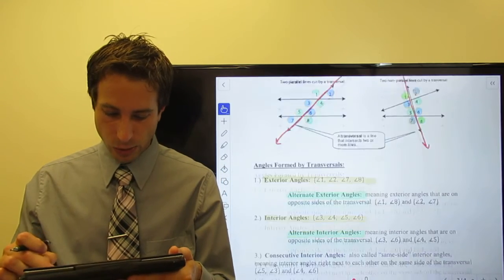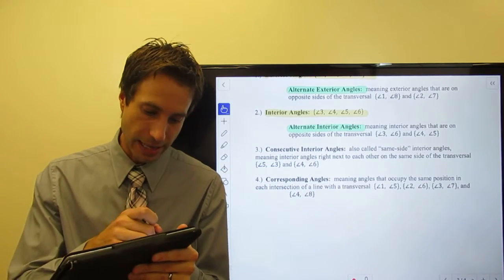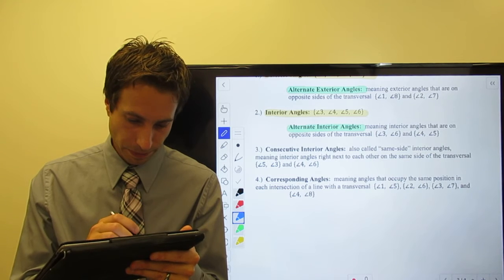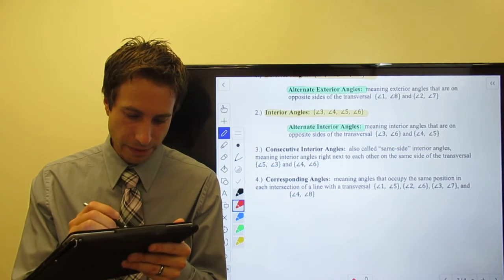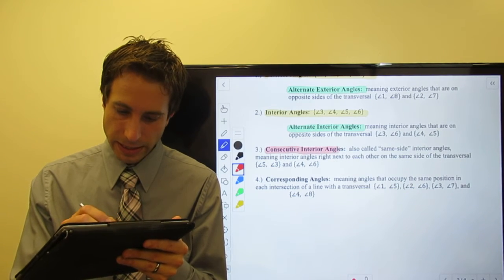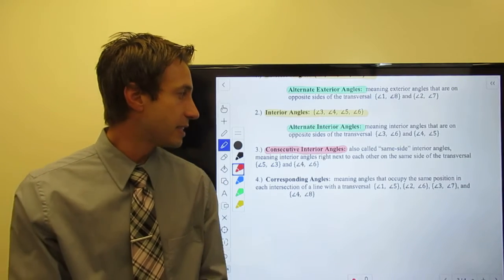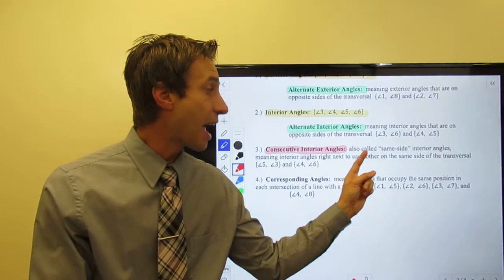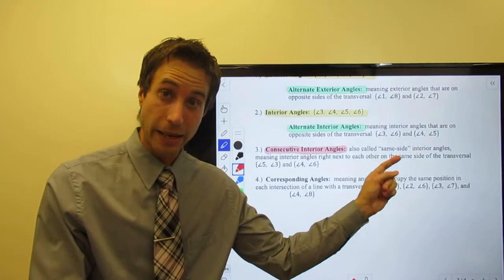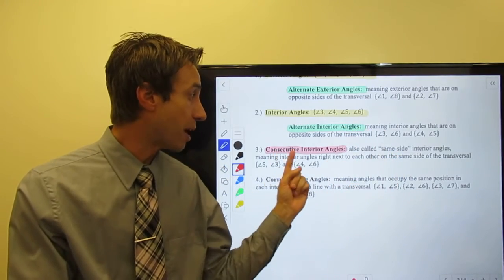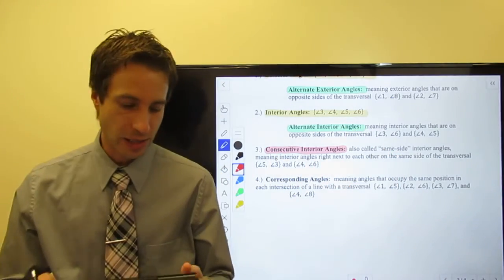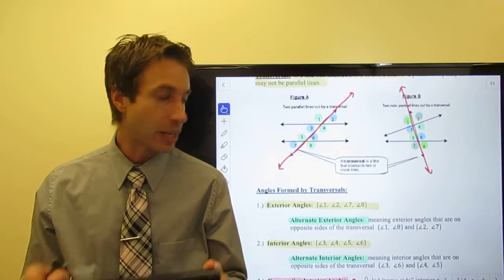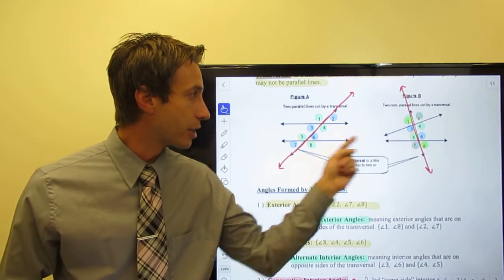And then here we go, the last one. Sorry, not the last one, but we're getting close. Consecutive. Consecutive interior angles. So consecutive interior angles are simply going to be this. They're angles that are on the same side of the transversal, but they're interior angles. This is a really, really simple idea. Here we go. These are my interior angles.